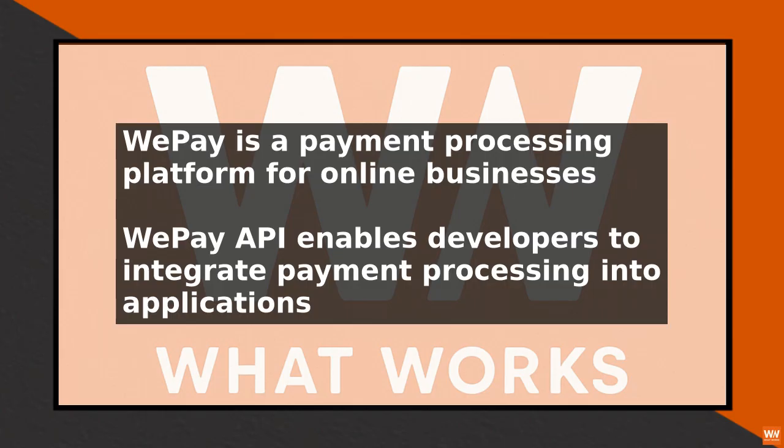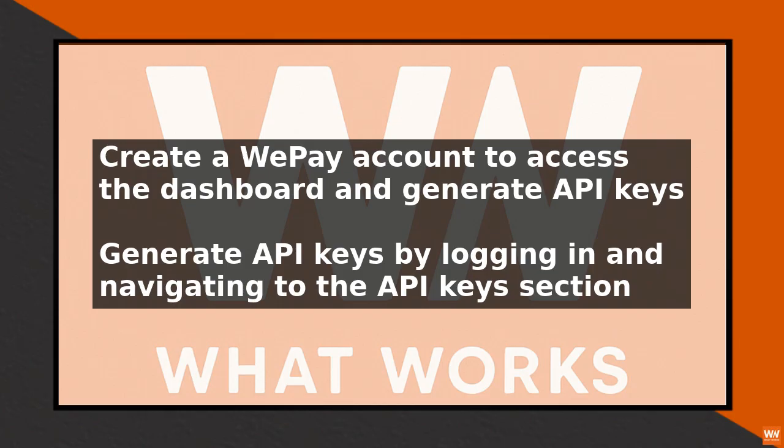The first step in using the WePay API is to create an account on the WePay website. This will give you access to the WePay dashboard, where you can manage your account and generate API keys. To generate an API key, log into your WePay account and navigate to the API Keys section. Click on the Generate API Key button and follow the prompts to create a new key.